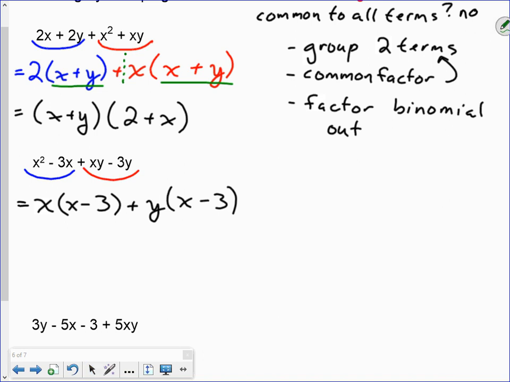Having done that, we have an x minus 3 term that's common to those 2 terms that we have now. So if we factor out x minus 3 from that first term, we're left with an x. If we factor out an x minus 3 from the second term, we'll be left with the y. So x minus 3 times x plus y.